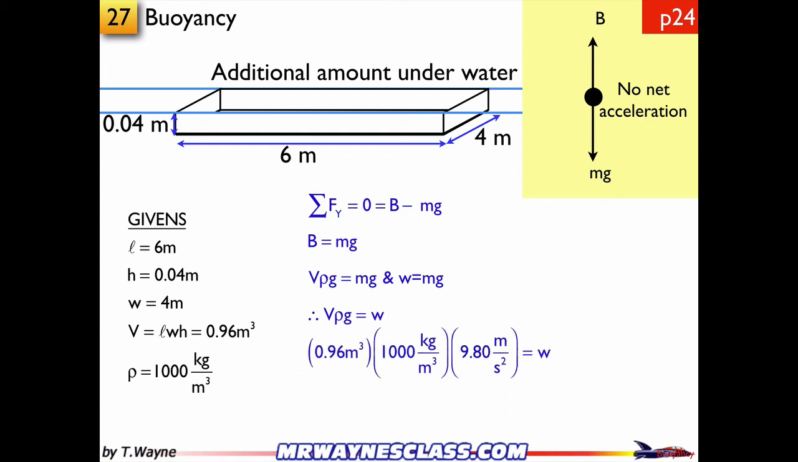So rho vg: V is the volume that's underwater, the size of the hole. Rho is the density of the water, and of course times 9.8. And that tells me the weight of the truck is 9,408 newtons.